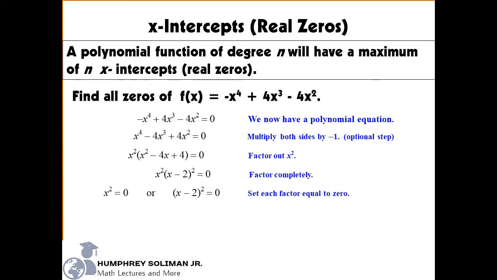After that, we set each factor equal to 0. Finally, we can get the x-intercepts by taking the square root of both sides. We now have x equals 0, and x equals 2. Notice that we only have two zeros even if the polynomial is quartic.